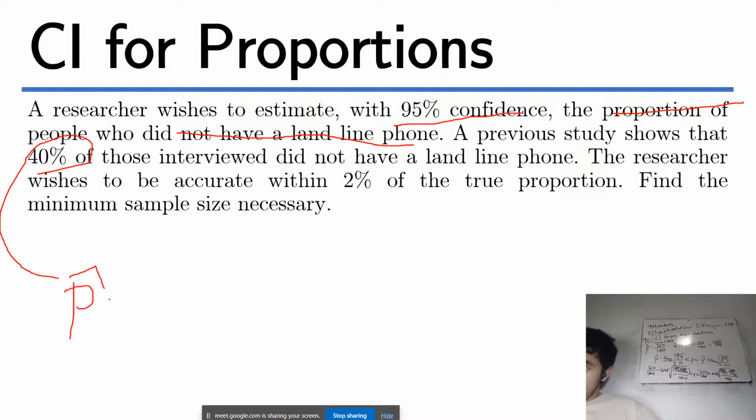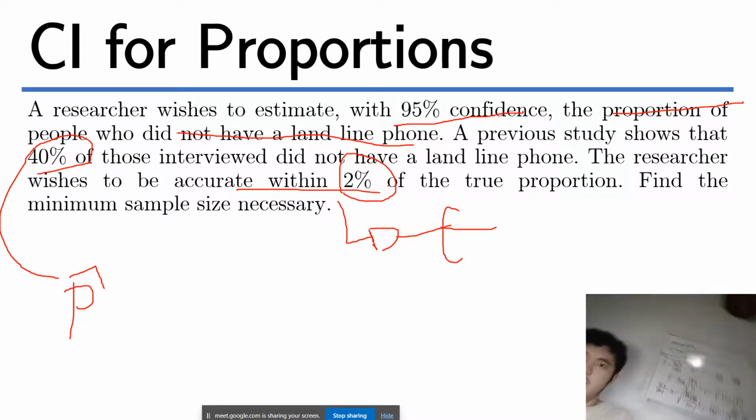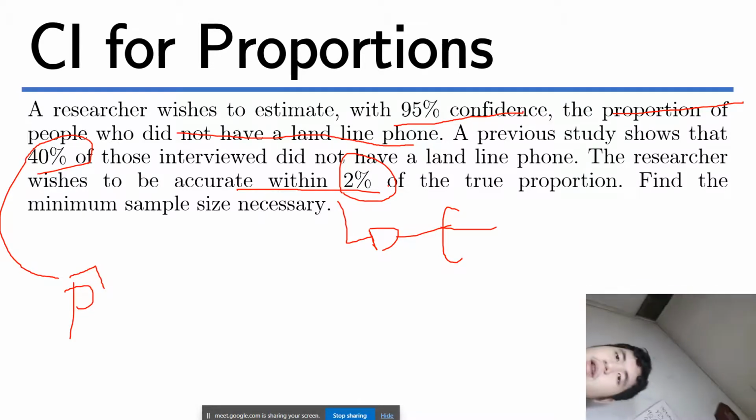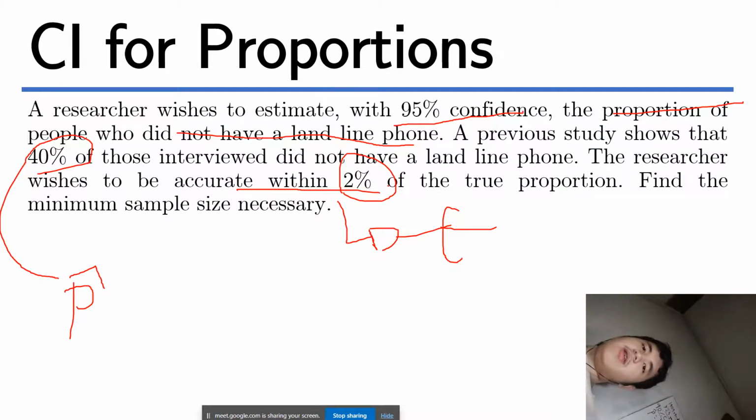I'm gonna give you, baka last na to for today. P-hat. Within 2%. Within 2%. E. Error, no? Yung E. Okay, sige nga. Find the minimal sample size necessary for this. I'll give 5 to 10 minutes. Hindi nyo gets, please tell me. PM PM. Wag sa Google Meet.